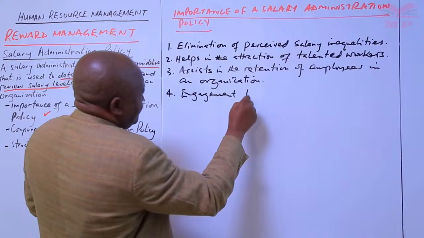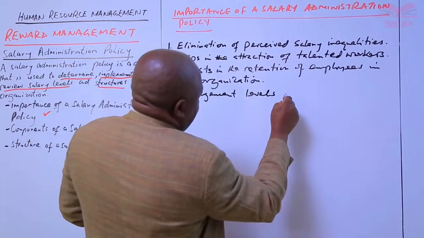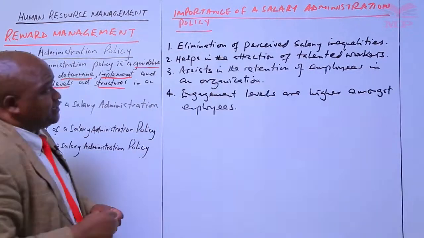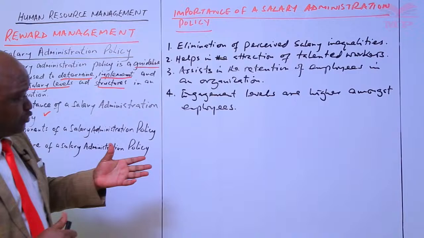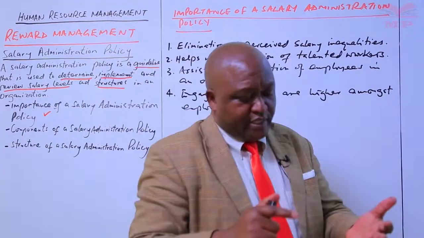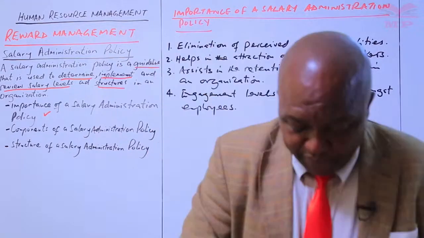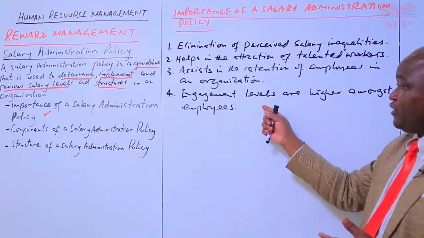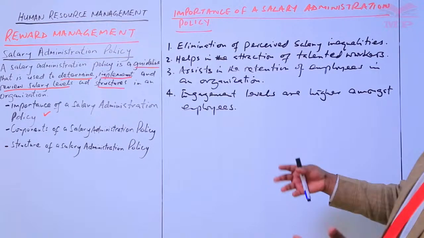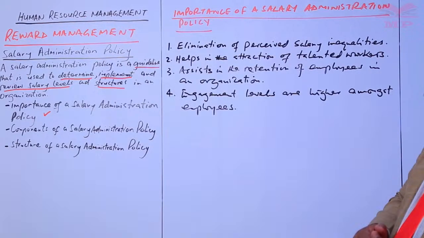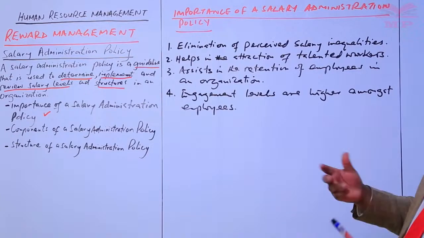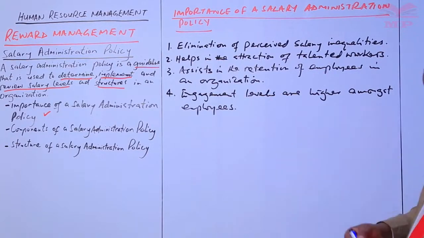Their engagement levels are higher among staff. An organization that has a salary administration policy which guides in terms of, say, promotion, maybe lateral transfer, benefits and so on, those kind of employees will be engaged more in terms of their work because they know other issues like, for example, reward management are assured by this particular salary administration policy. So the engagement levels of staff are likely to be high.